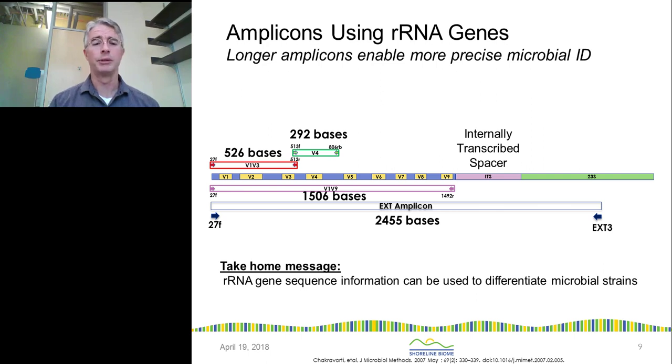But the take-home message from this part is I really wanted to demonstrate, first off, that it's not unreasonable to assume that the ribosomal RNA gene sequence information can be used to differentiate between microbial strains. So with that said, we're going to get into sequencing that actually does this and the approach for that.